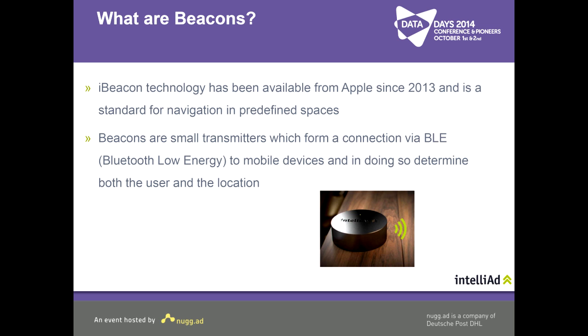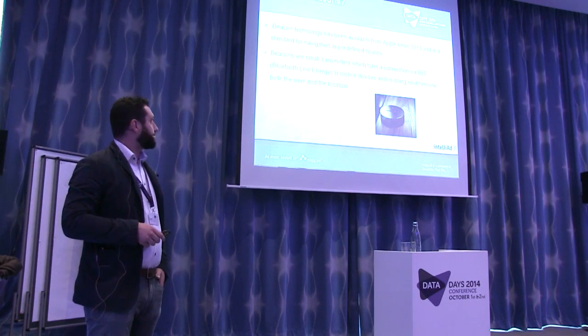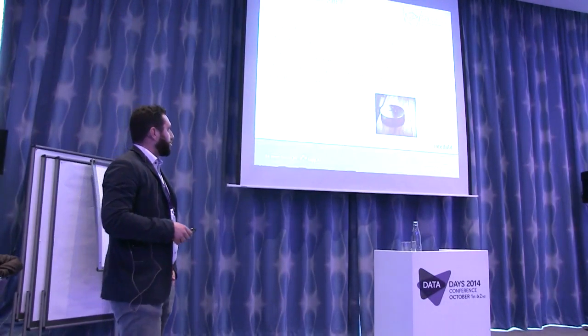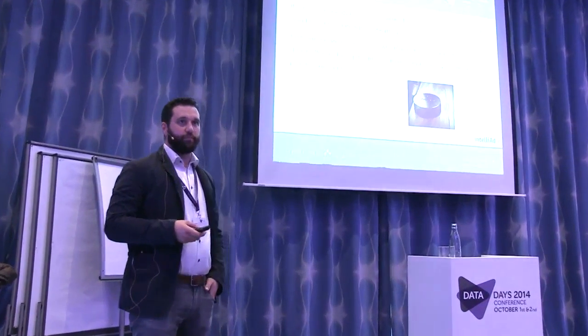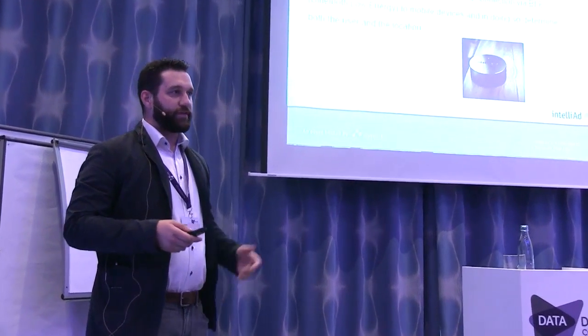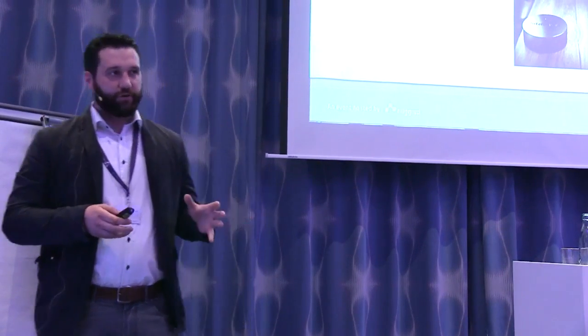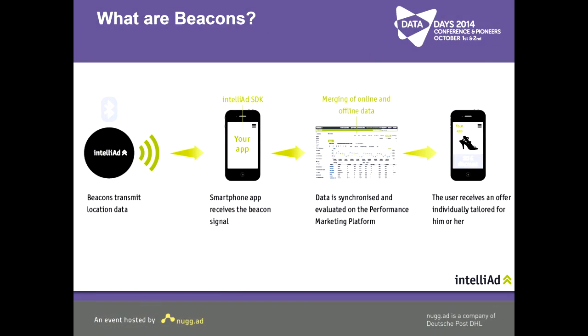Beacon technology was invented by Apple, the iBeacon technology, in 2013. A beacon is a small transmitter, and it can connect via BLE, Bluetooth low energy, with other devices like your smartphone, and then it can send information. Your smartphone can also be a beacon, so it's like a transmitter and receiver. So this is an example: the beacon transmits location data to your smartphone.